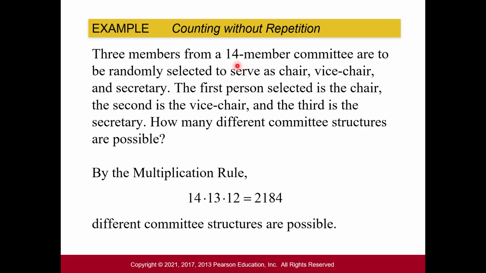Out of the 14 members, any of them can be the chair, but once you've selected them to be the chair, then they are removed from the remaining choices. So that's why the choice for vice chair is now 13. And once vice chair is selected, they're removed from the remaining choices. So there's 12 people left to choose for secretary. And so there's 2,184 different committee structures that are possible out of these 14 members.